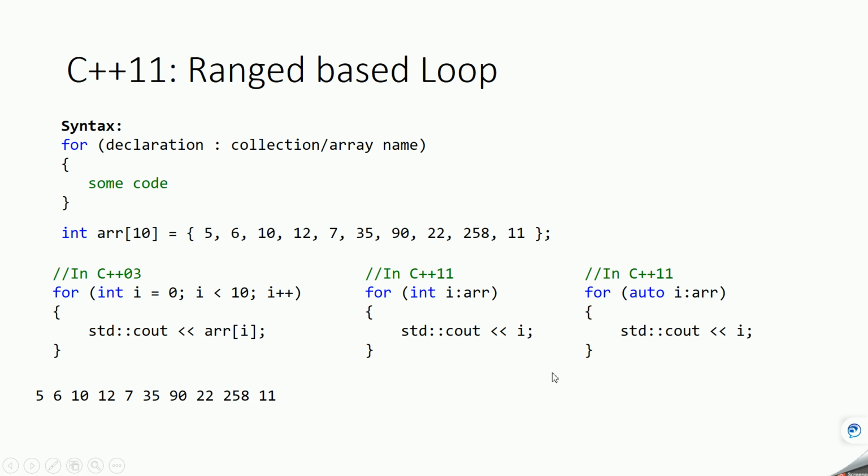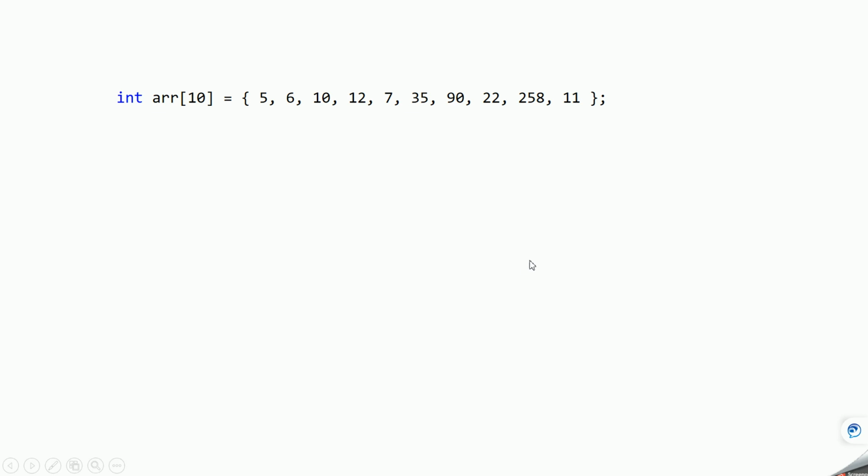Okay, so let's see one more example. In this case this is an array, and what you want to do is multiply each element of this array by 2. Basically if it is 5 then it should become 10, and if it is 6 then it will become 12. So multiply by 2. In C++03 you can perform that operation this way.